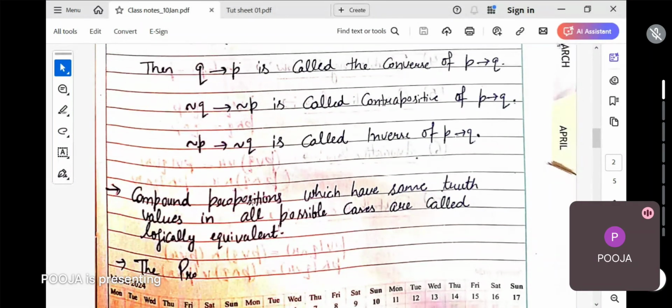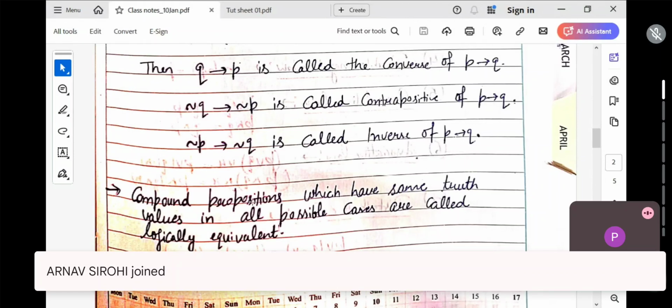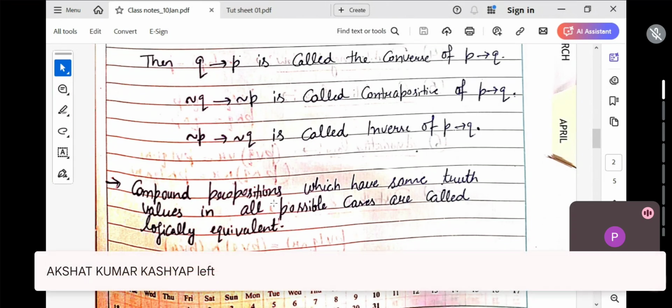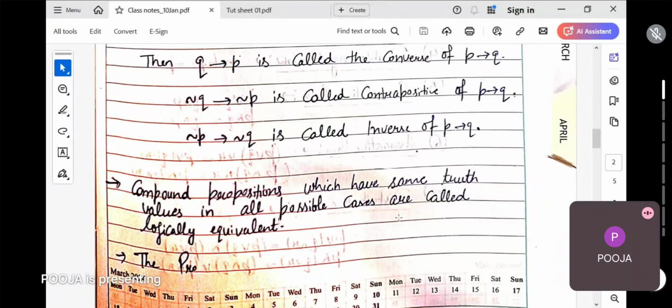Next is when two propositions are called logically equivalent. Two propositions being logically equivalent means they have the same truth values. If one proposition shows true for all the rows of the truth table, and the other proposition also shows the same values, then these two propositions are called logically equivalent. So compound propositions which have the same truth values in all possible cases are called logically equivalent.